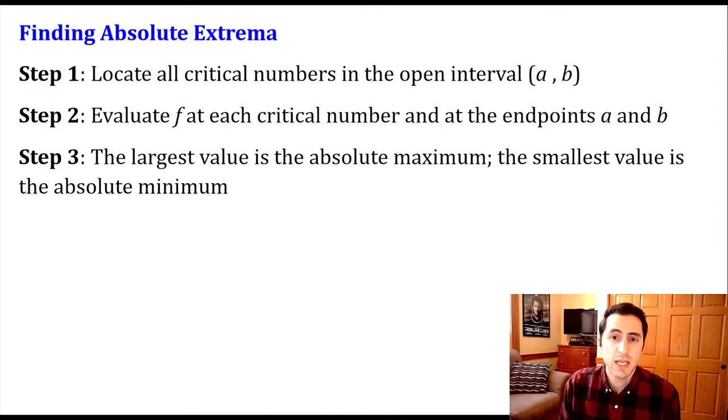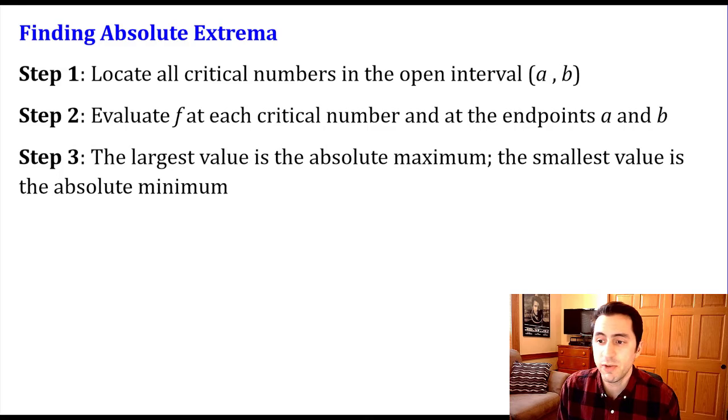To begin with, I detailed a couple of steps that we can follow to find these absolute maximums or minimums. Step one, locate all critical numbers in the open interval a to b. Those are all the points in between our two endpoints, and we want to find all the critical numbers within that. Critical numbers are where our derivative is either 0, meaning we have a horizontal tangent line, or where our derivative is undefined.